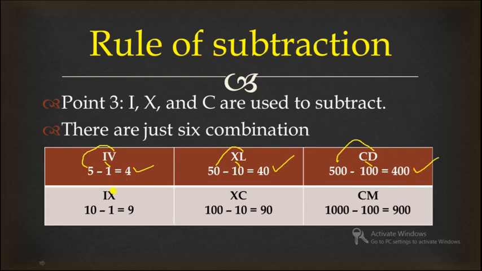Value of X 10 and value of I 1, we will get 9 here. Value of C 100 and value of X 10, 90. Value of M 1000 and value of C 100, 900. Understood? So I, X and C are used to subtract. So these are the 6 combinations.